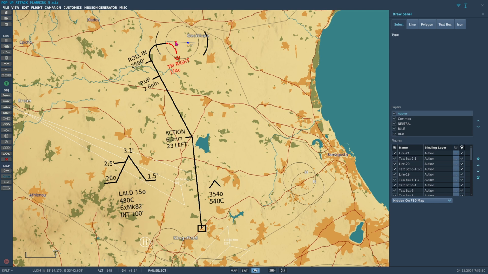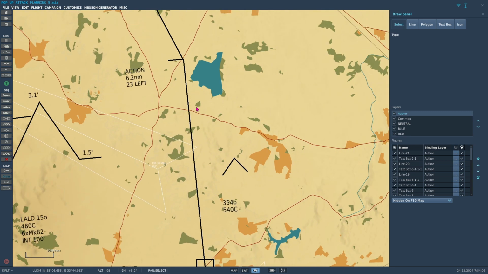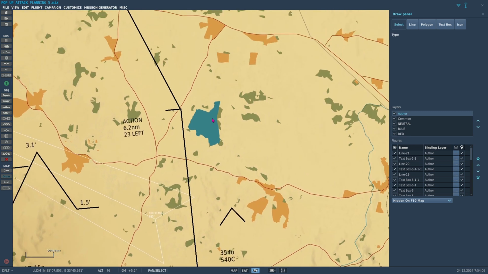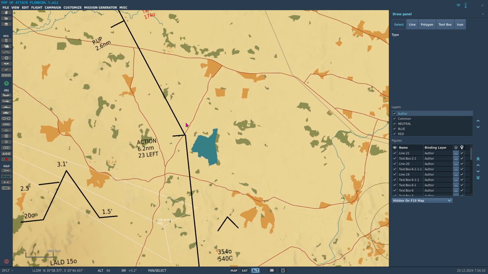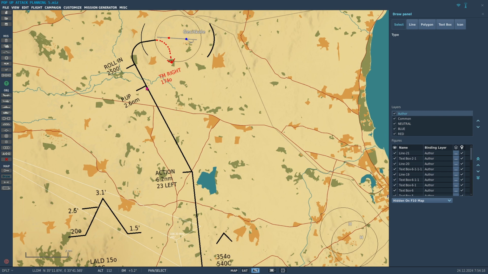And having said so, if you follow this ground track from the IP towards the target and you study the map, you will see that your IP is a distinguishable point on the ground. Going in direction 354, pass a road, you see the small lake, and just before the next road is your action point. Turn left 23 degrees and go low after this road, and just before the stream of this river you're pulling up for your target. You look for your target on the right and off you go.